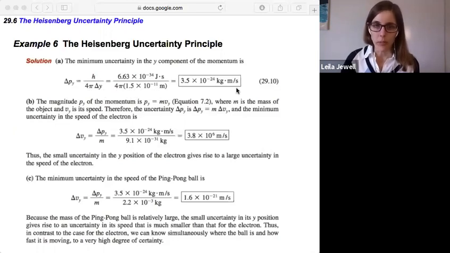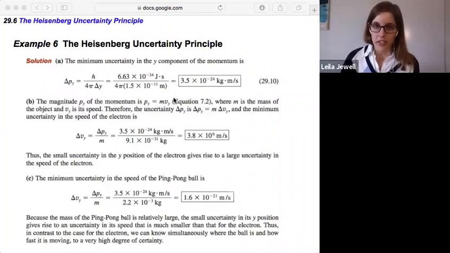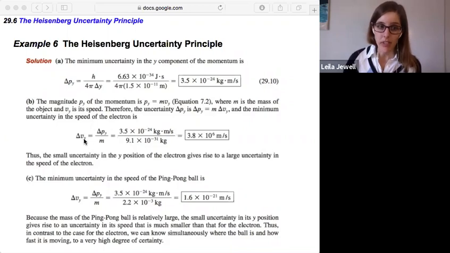Now, we know that momentum, assuming we aren't at relativistic speeds, can be calculated with mass times velocity. So that tells us if we have uncertainty in the momentum, we're going to also have some uncertainty in the velocity or the speed. The mass is going to be pretty constant, so we don't need to worry about that. So the uncertainty in the velocity will be the uncertainty in the momentum divided by the mass. That means for the electron, the uncertainty in the velocity is 3.8 times 10 to the 6 meters per second.